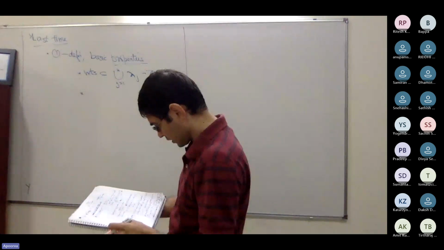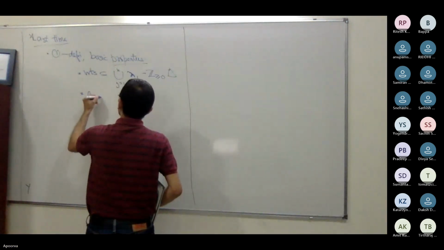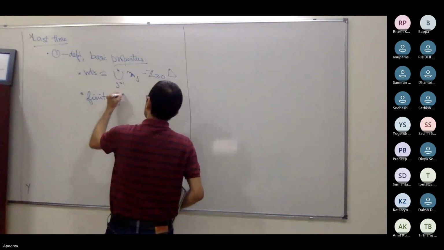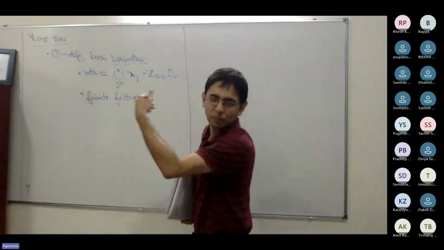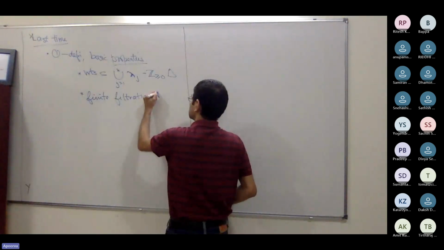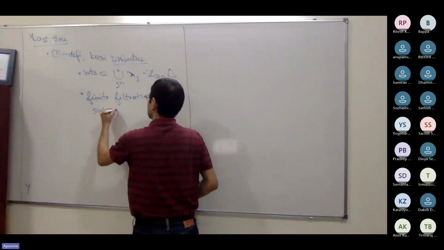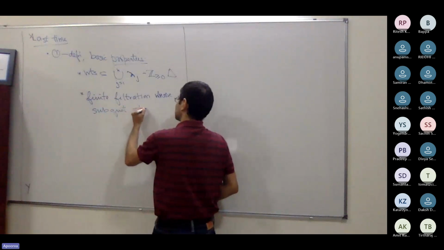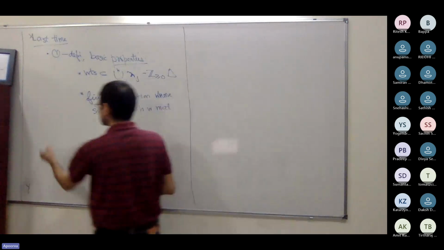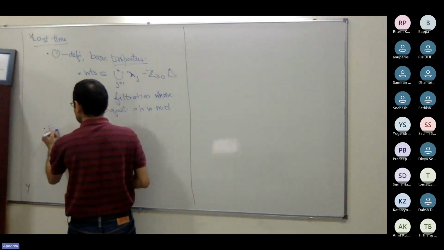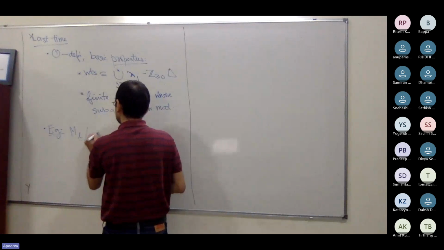And then we did finite filtration: a chain of submodules whose subquotients are highest weight modules. That was what we said. And then we also saw some examples, for example, M over SL2.